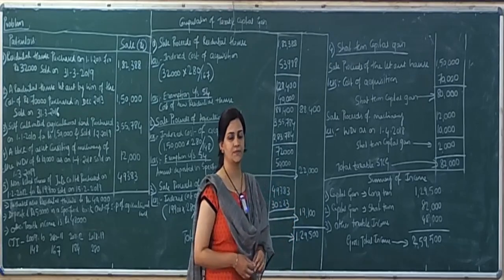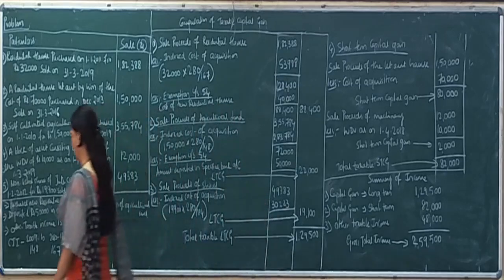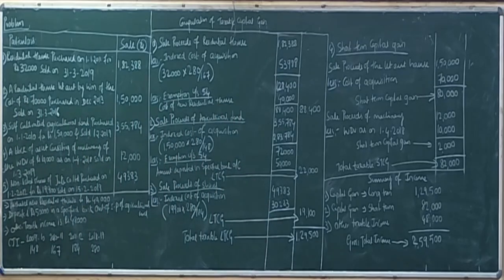So now this is how we need to find out the income under capital gain. I hope now this problem is clear.